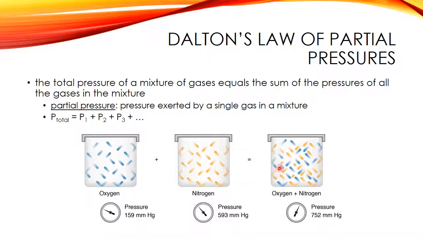But what the partial pressure is, essentially, is if we were to take all the yellow nitrogen molecules out and be left with just the oxygen, it would exert this pressure, 159 millimeters of mercury. If we were to take all the blue oxygen out and be left with just the yellow nitrogen, it would exert a pressure of 593 millimeters of mercury. And you'll notice if you add those two together, 159 plus 593, you get the total pressure of 752 millimeters of mercury.